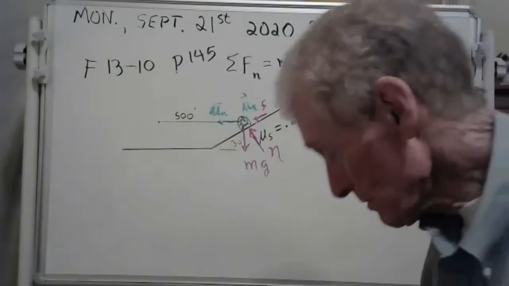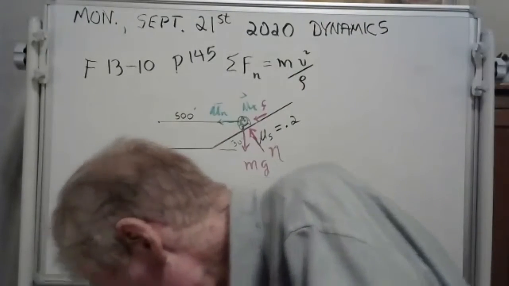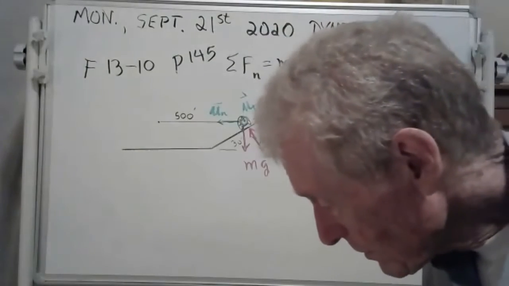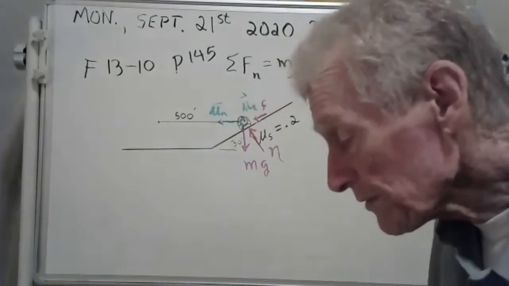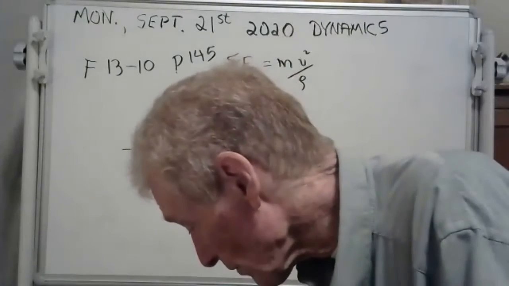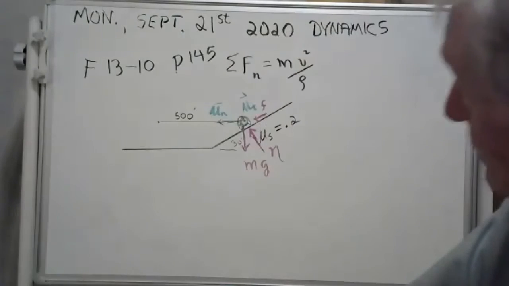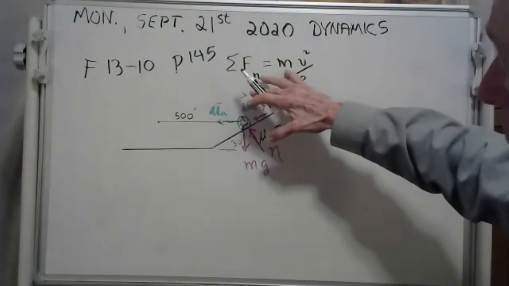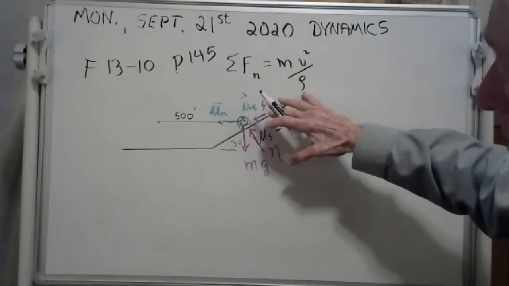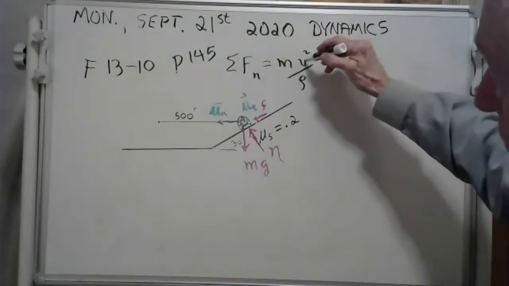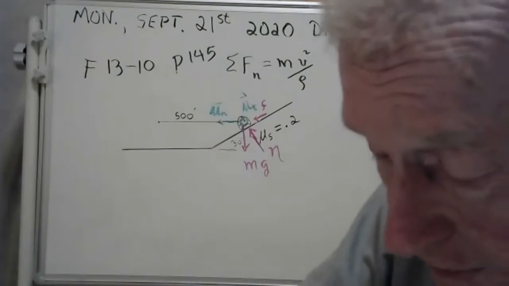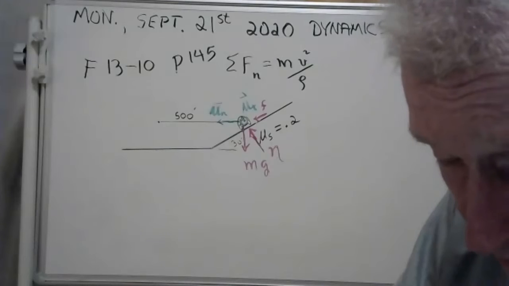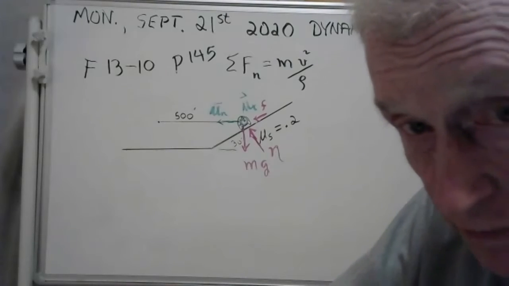Did they give us the velocity? Let me read this. Velocity. Oh, no, remember, we have to find the velocity. They didn't give us the mass. They did give us the radius of curvature, but we don't know the velocity. But we do know it's that velocity of impending motion. We know that much.